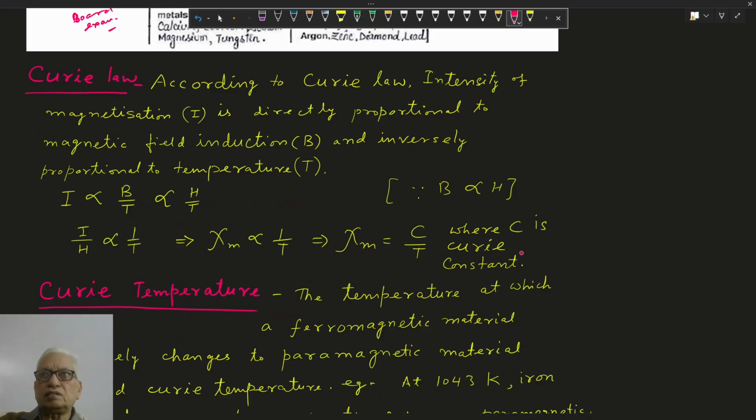According to Curie law, intensity of magnetization is directly proportional to the magnetic field induction and inversely proportional to temperature. So I is directly proportional to B, and B and H are directly proportional, so we can write I proportional to H by T. Here we divide I by H: I upon H is proportional to 1 by T. We put a constant C here, called the Curie constant.